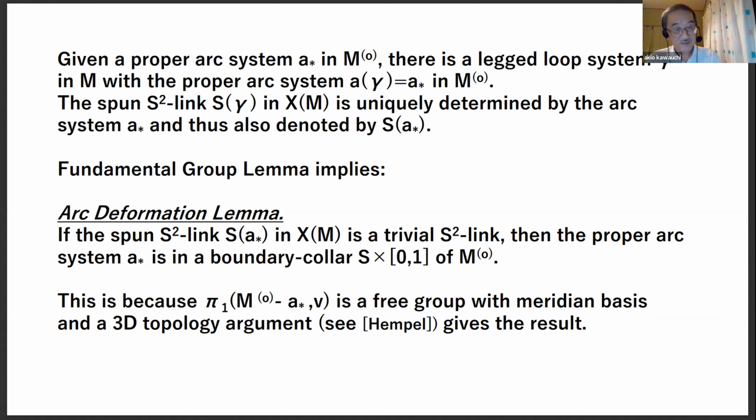So the spun S2 link S gamma in X M is uniquely determined by the arc system A star, and thus is also denoted by S A star. The fundamental group lemma implies what I call the arc deformation lemma. If the spun S2 link S A star in X M is a trivial S2 link, then the proper arc system A star is in a boundary collar S cross I of M0. This is because the fundamental group of M0 minus S star is a free group with meridian basis, and a three-dimensional topology argument gives this result.